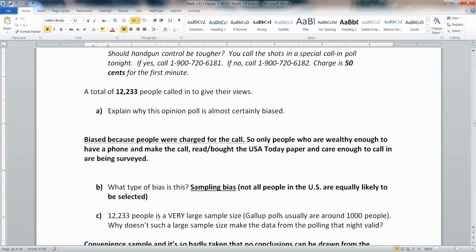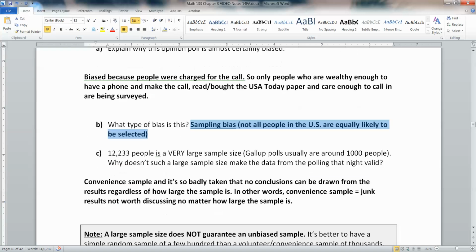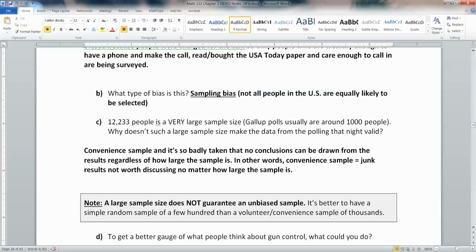This is called sampling bias. Not everybody in the U.S. was equally likely to be selected. You are biasing your sample, and that is a bad thing. You do not want to bias your sample. That's because a biased sample, no matter how big, is not good, right? It is not valid. And all the statistics that would come from that, the mean and the median and everything else, are junk. They're worthless, right? A convenience sample is so badly taken that you cannot draw conclusions from it, regardless of how large the sample is.